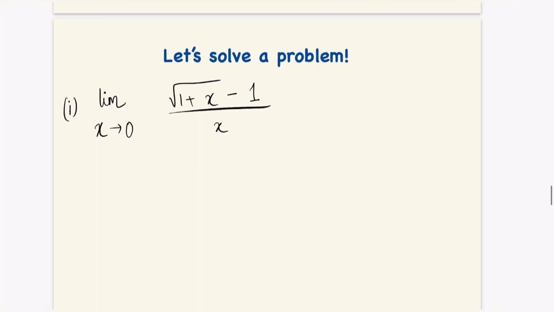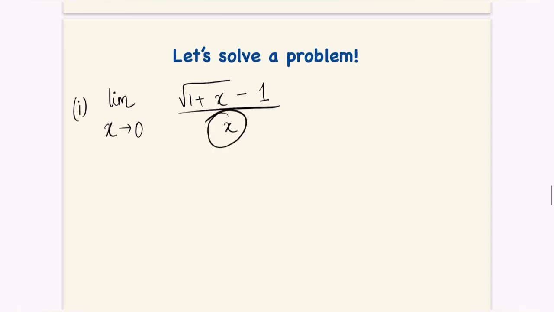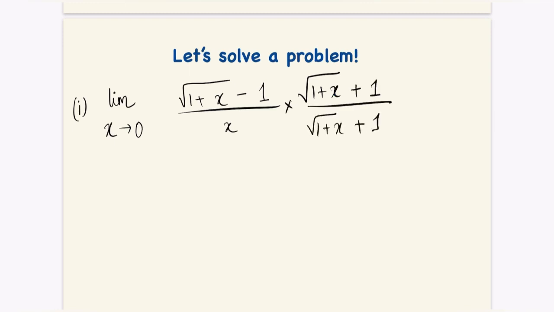So you should try to do something which will get rid of the x over here. And that is possible by rationalizing. You can simply multiply the conjugate of the numerator above and below.